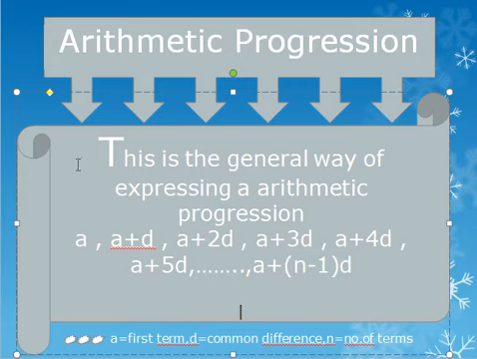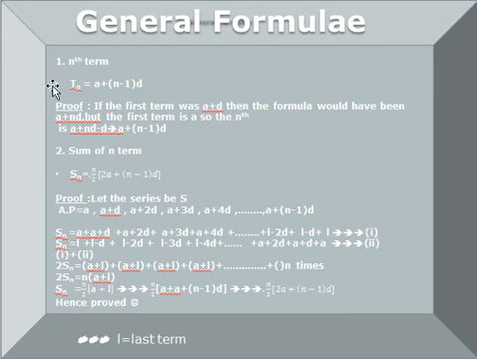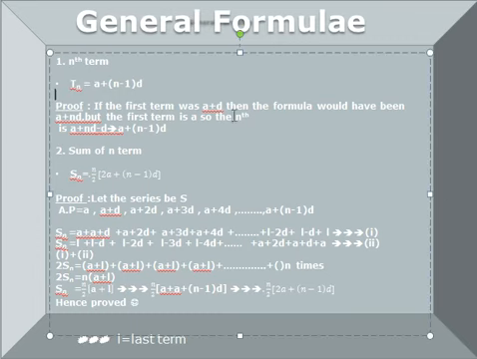We also have another one, like the sum of the terms. These are the general formulas. This is the nth term formula: Tn equals a plus n minus 1 times d. And the proof is, if the first term was a plus d, then the formula would have been a plus nd. But the first term is a, so the nth term is a plus nd minus d. You take this d common out of the last two terms, and you get a plus n minus 1 times d.